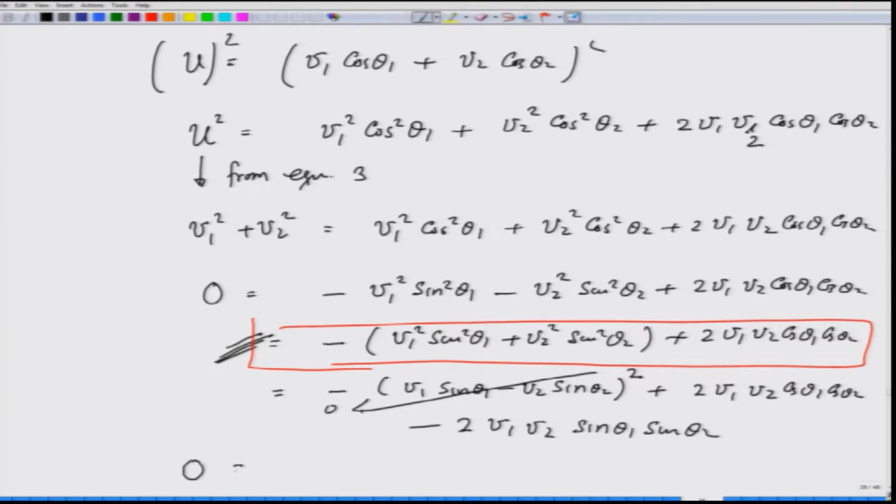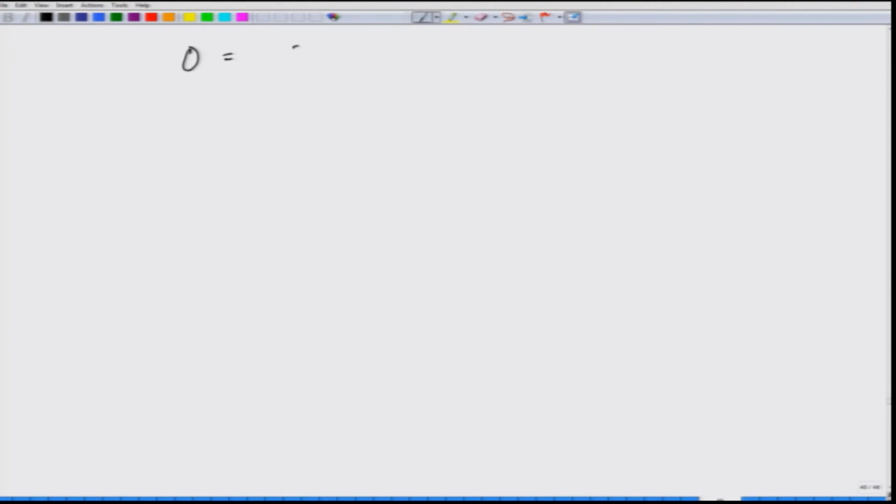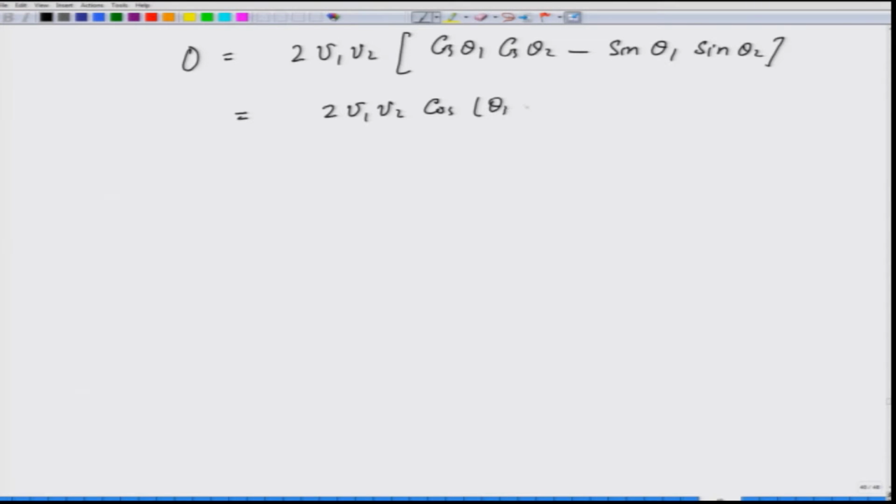So, I am left with 0 equals 2 v1 v2, which I will take common, cosine of theta 1 cosine of theta 2 minus sine of theta 1 sine of theta 2. So, I get 0 equals 2 v1 v2 cosine of theta 1 cosine of theta 2 minus sine of theta 1 sine of theta 2, which is nothing but 2 v1 v2 cosine of theta 1 plus theta 2, which immediately tells me that cosine of theta 1 plus theta 2 is equal to 0, or theta 1 plus theta 2 equals pi by 2.